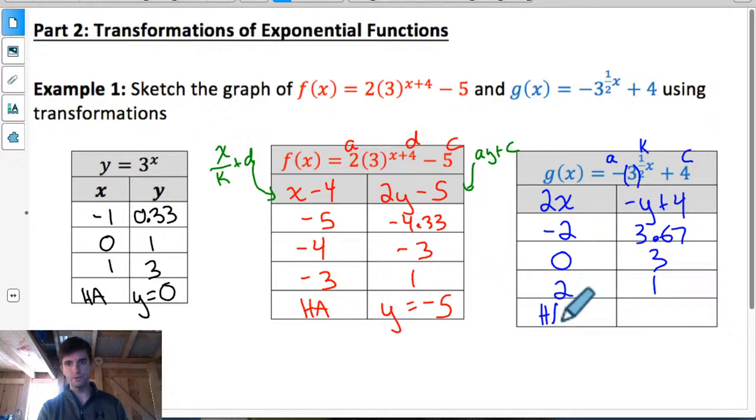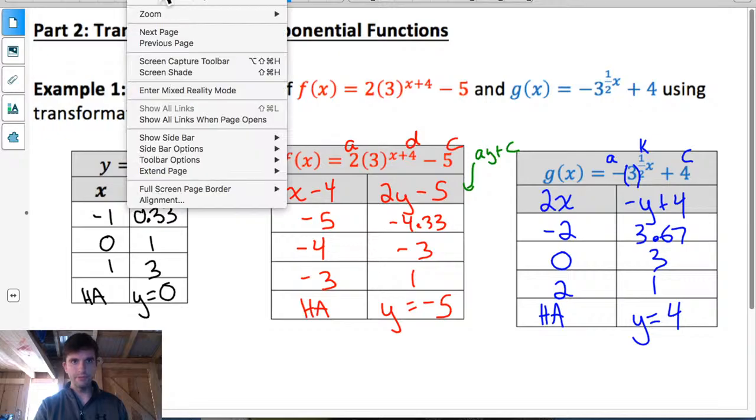And lastly, our horizontal asymptote would be at y equals whatever the c value is, so at y equals 4. Now that we have those points, we can just plot them on our graph, and we have our second transformed function. So I'll go back to split view.